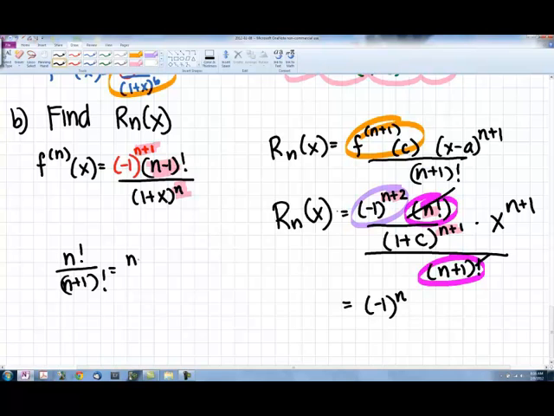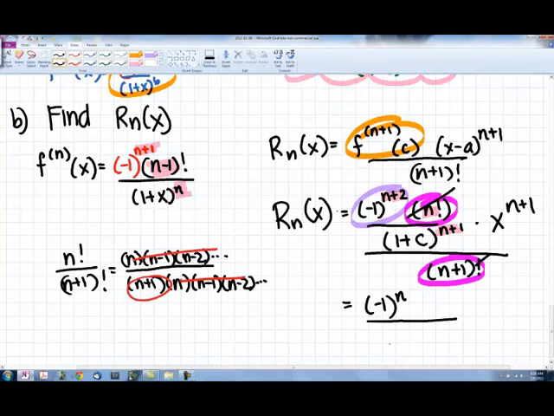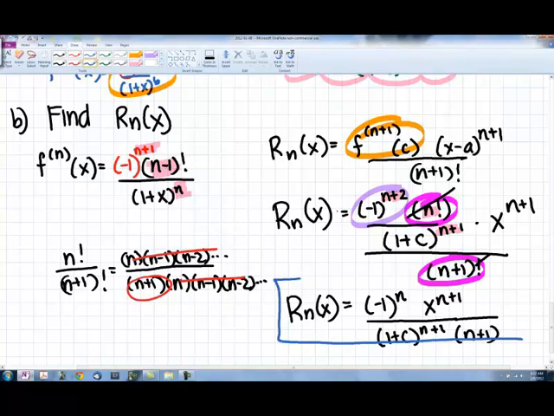N factorial means n times n minus 1 times n minus 2, and so on. N plus 1 factorial means you start at n plus 1, then times it by n, then n minus 1, n minus 2, and so on. Everything will cancel out from the top and bottom except for n plus 1. So I leave myself with an n plus 1 down there on the bottom. And I also have 1 plus c to the n plus 1 power. And then in my numerator, I have x to the n plus 1. So this is my general form of the Lagrange form of the remainder for this function.